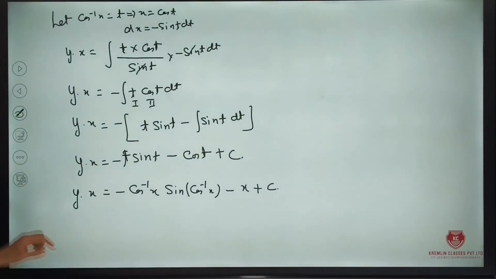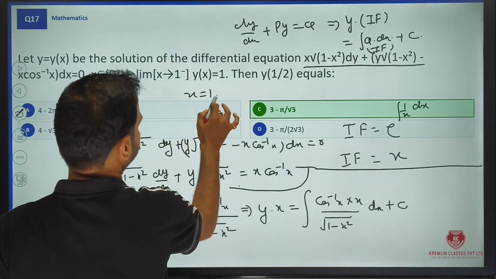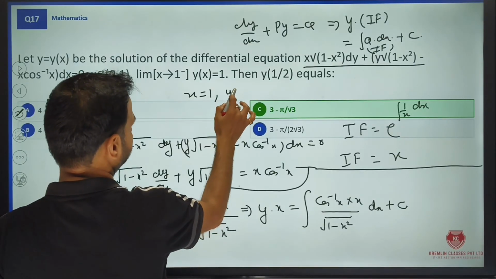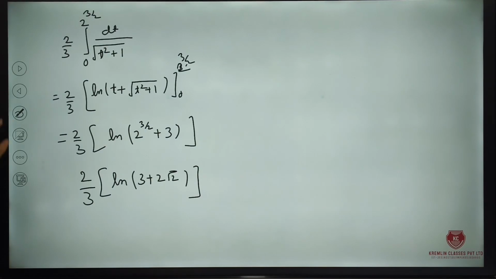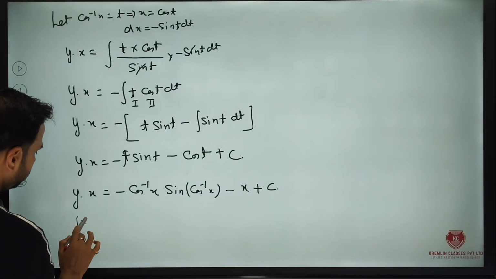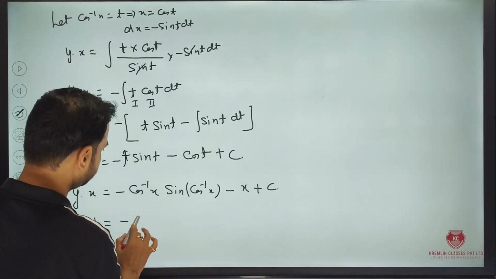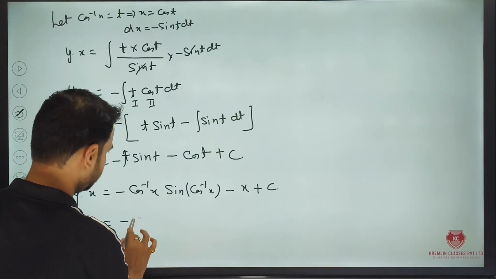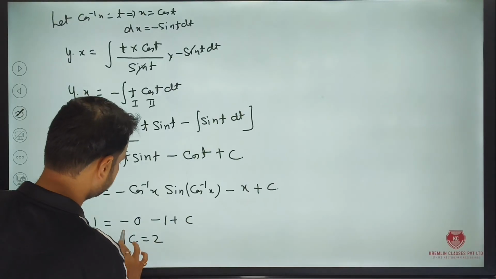Okay, so what were we given? We were given the condition that when we put x equal to 1, y equals 1. So when we put x equal to 1, y equals 1, minus cos inverse 1, cos inverse 1 is 0, sin of 0 is 0, then it is 0 minus 1 plus c. So c equals 2.